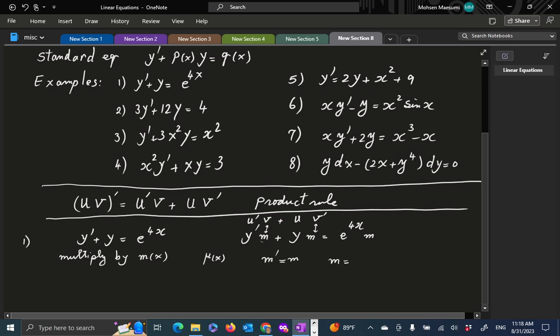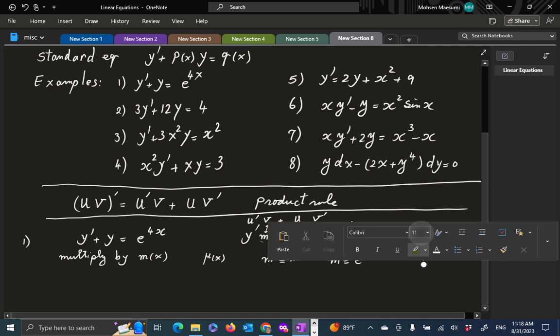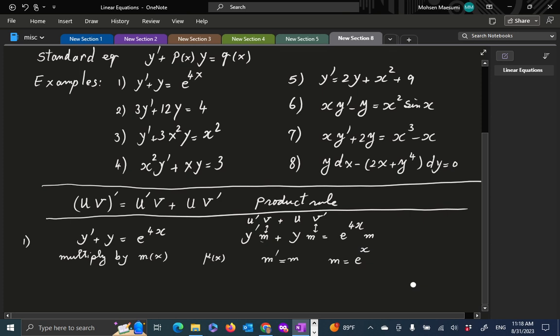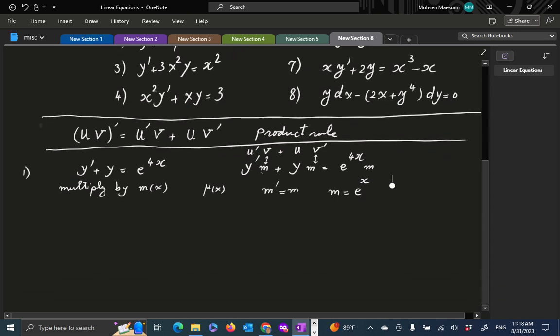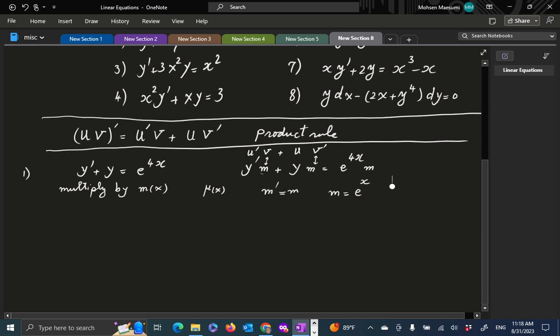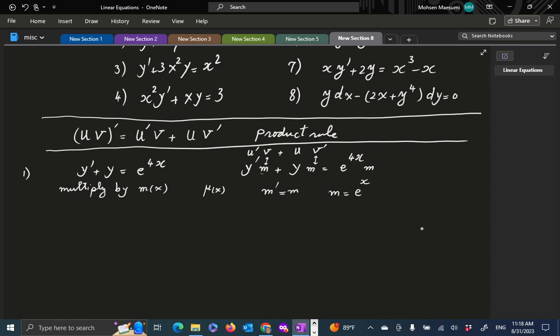Any of these functions would do, and of course non-zero. m is equal to exponential of x. Exponential of x is a function whose derivative is equal to itself. So let's go back to see what's the magic of this exponential of x. What does it do for us? Let's go back again and multiply this thing by exponential of x.